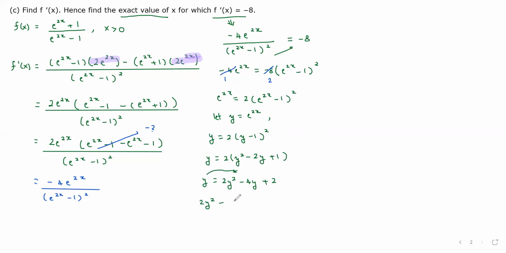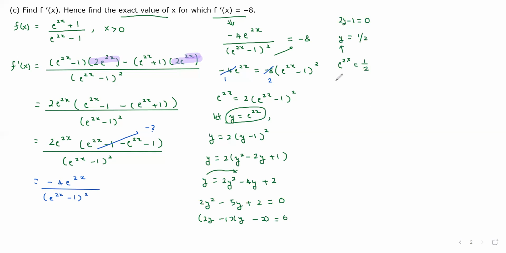We have 2y squared minus 5y plus 2 equals 0, which can be factored as 2y minus 1, y minus 2 equals 0. Now solving each of them, we solve 2y minus 1 equals 0, so that y is 1 over 2. But y is e to the 2x. We need to find the value of x. So e to the 2x is 1 over 2.